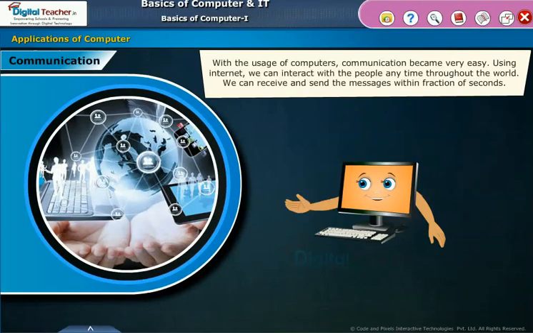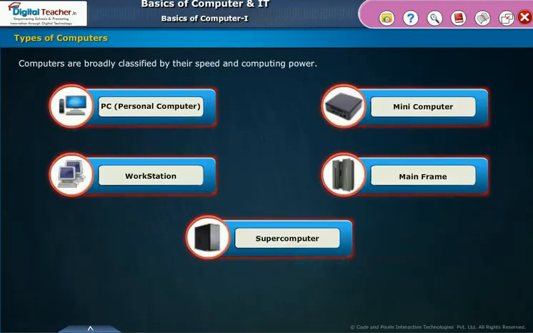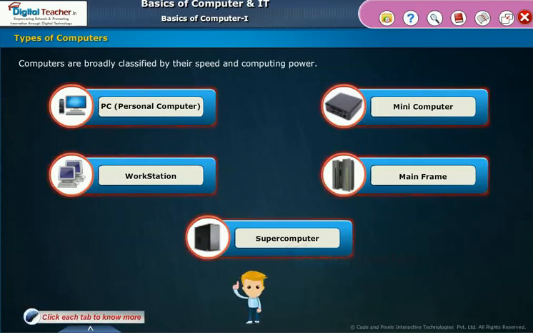Communication. With the usage of computers, communication became very easy. Using internet, we can interact with the people anytime throughout the world. We can receive and send messages within fraction of seconds. Types of computers. Computers are broadly classified by their speed and computing power. PC, personal computer. Workstation, mini computer. Mainframe, supercomputer. Click each tab to know more.